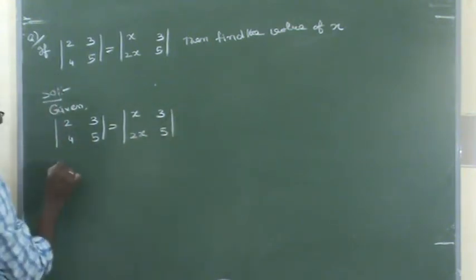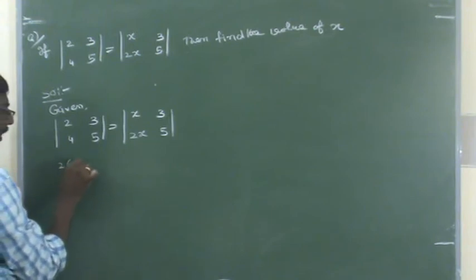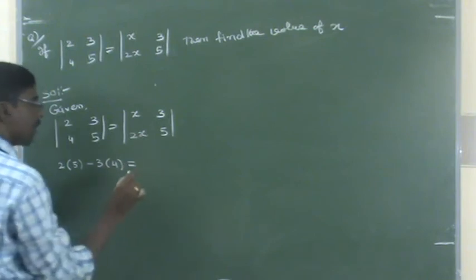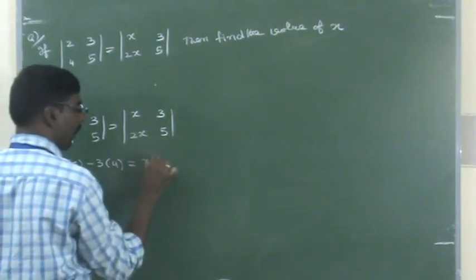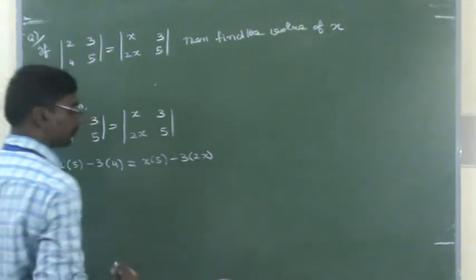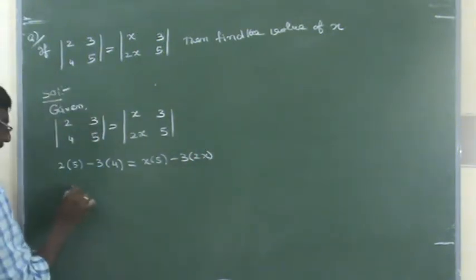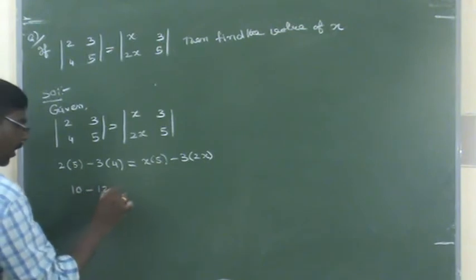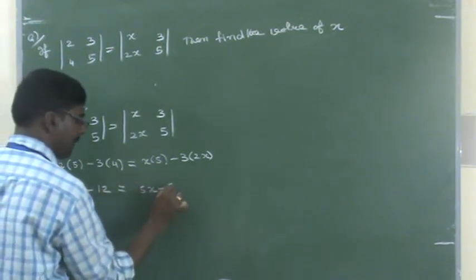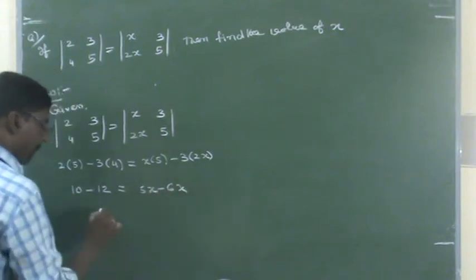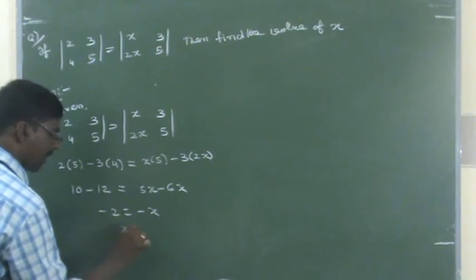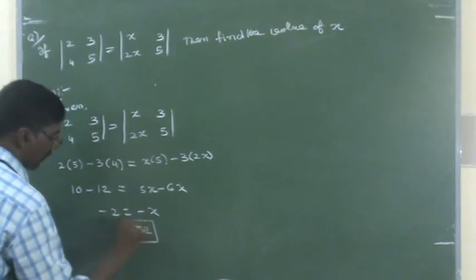Simplification can be written as 2 into 5 minus 3 into 4 is equal to x into 5 minus 3 into 2x. Simplification: 10 minus 12 is equal to 5x minus 6x. Minus 2 is equal to minus x. Therefore, x is equal to 2. That is your answer.